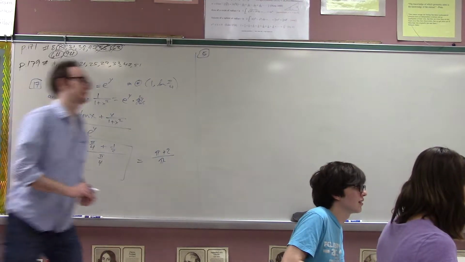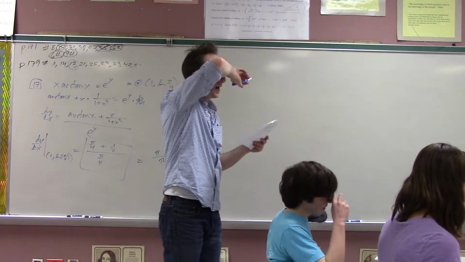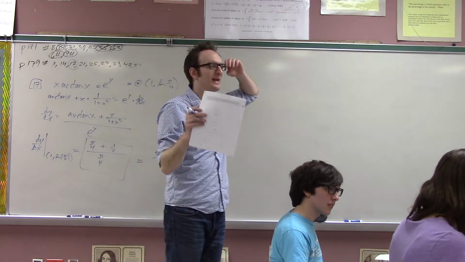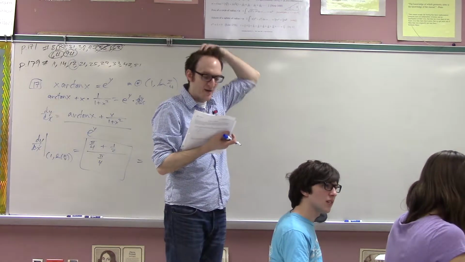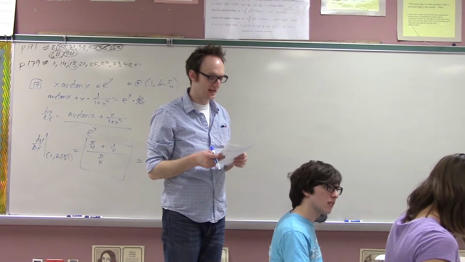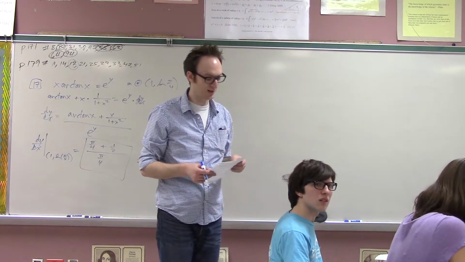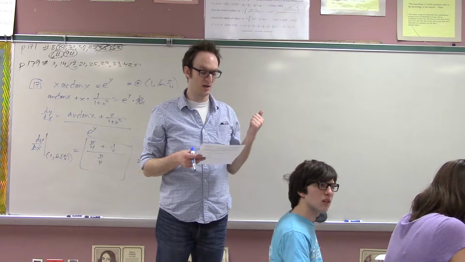Okay, so number 5, we go. Number 5 from the related rates packet, I'm starting. Number 5 says, a man walks along a straight path at a speed of 4 feet per second. Okay, the man's walking on a path. I got it.